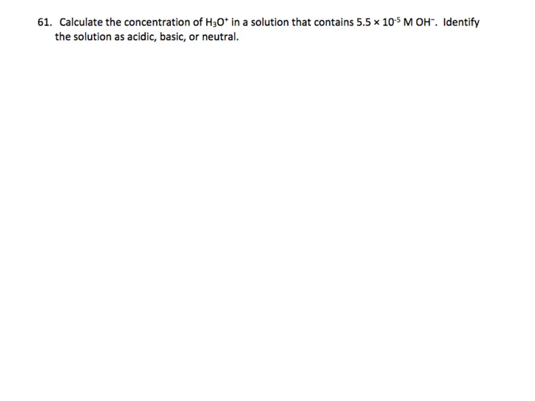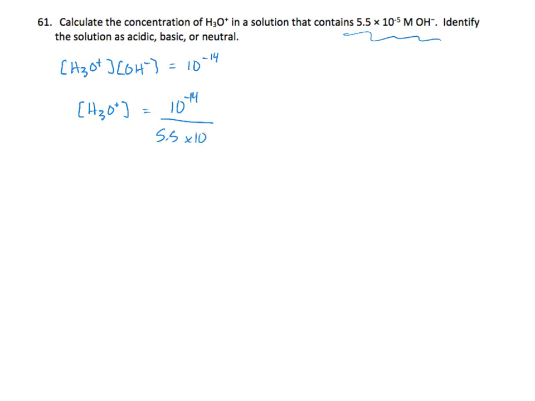So in this case, we are going to use the fact that the concentration of H3O+ multiplied by the concentration of hydroxide at 25 degrees is equal to 10 to the minus 14. So we can solve for H3O+ by taking 10 to the minus 14, dividing that by our hydroxide concentration, 5.5 times 10 to the minus 5 molar, and that equals 1.8 times 10 to the minus 10 molar.